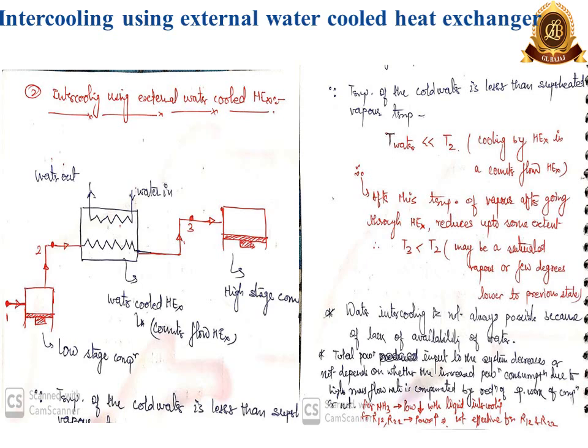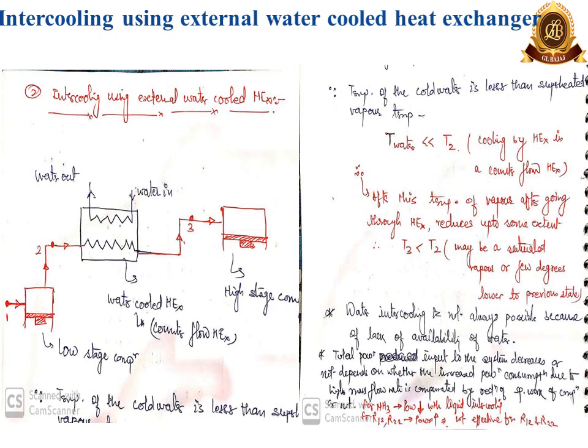So the process is such that the temperature of the cold water is lower than that of the superheated vapor. That is the reason, because the temperature of the water is very low in comparison to the temperature of superheated vapor at state 2, so cooling is done in the heat exchanger, which is a counterflow heat exchanger. After this, the temperature of the vapor after going through the heat exchanger reduces to some extent. That is, T3 is less in comparison to T2. The water intercooling has a problem that it cannot always be preferred at each and every location because of the lack of availability of the cold water.